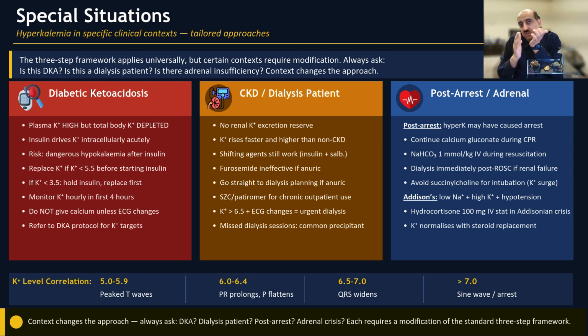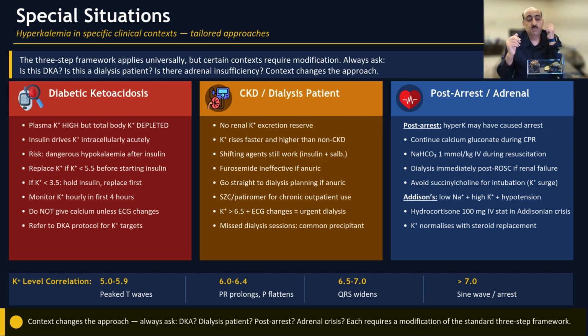In the post-arrest situation, we touched on it in the last slide. Post-cardiac arrest, hyperkalemia may be the cause of cardiac arrest. You remember the 4 H's, 4 T's. When we are talking about the 4 H's, one of them is hyperkalemia, electrolyte abnormalities, etc. So you need calcium gluconate during CPR, IV bicarbonate to correct acidosis, dialysis immediately post-ROSC achievement, and avoid succinylcholine if intubation is attempted, because it can lead to a potassium surge.